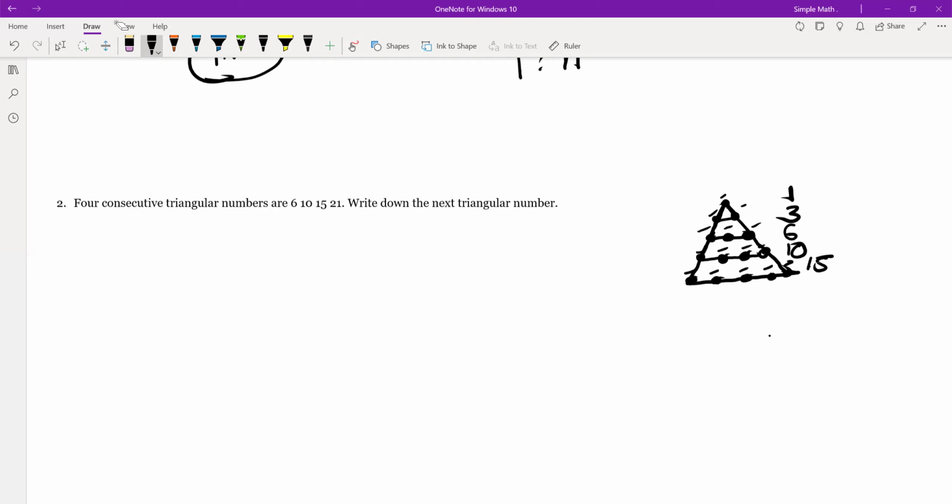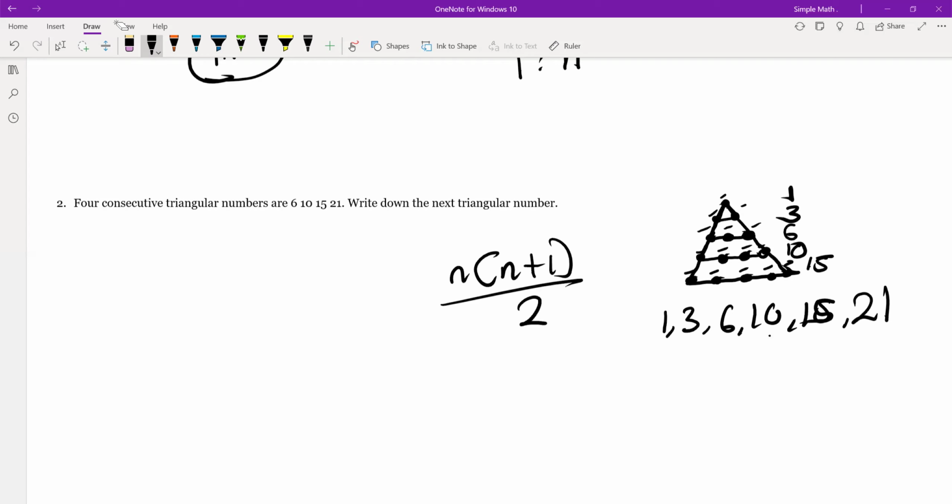Supposing I don't want to have to draw the triangle again, how do I get to the next number? We added five dots before. Now we just have to add six dots. That will give us 21. There's also a formula that we can use, n(n plus 1) over 2. Supposing they ask you to find triangular numbers, let's look at the question.